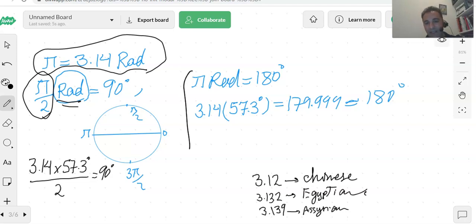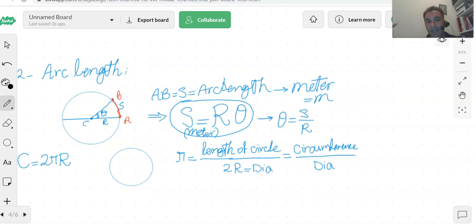How do we say that pi radian is 180? It's because of this. Pi is 3.14. 1 radian is 57.3 degrees. If you multiply these two, you will get almost 180 degrees. But what is the definition of pi?